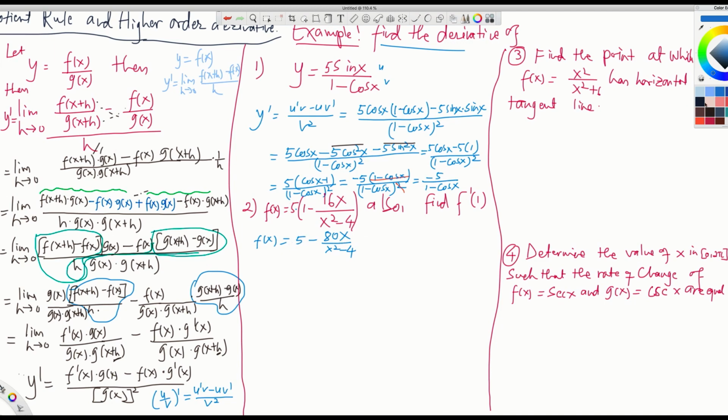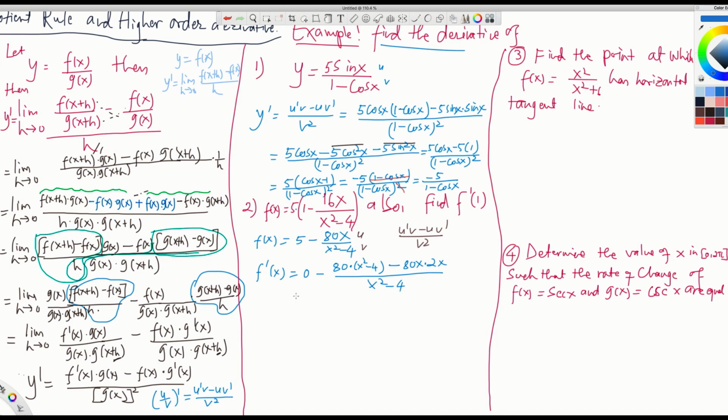The second term has the form u over v. You see that? It is like u over v. So the derivative will be u prime v minus u v prime over v squared. That's what I'm going to use. Okay. So what is f prime of x then? So f prime of x equals 0 minus, because the derivative of 5 is 0, u prime, which is 80 times the derivative of x, which is 1, times v, x squared minus 4, minus u, which is 80x, times v prime, the derivative of x squared minus 4, which is 2x. You see that? Divide by x squared minus 4.